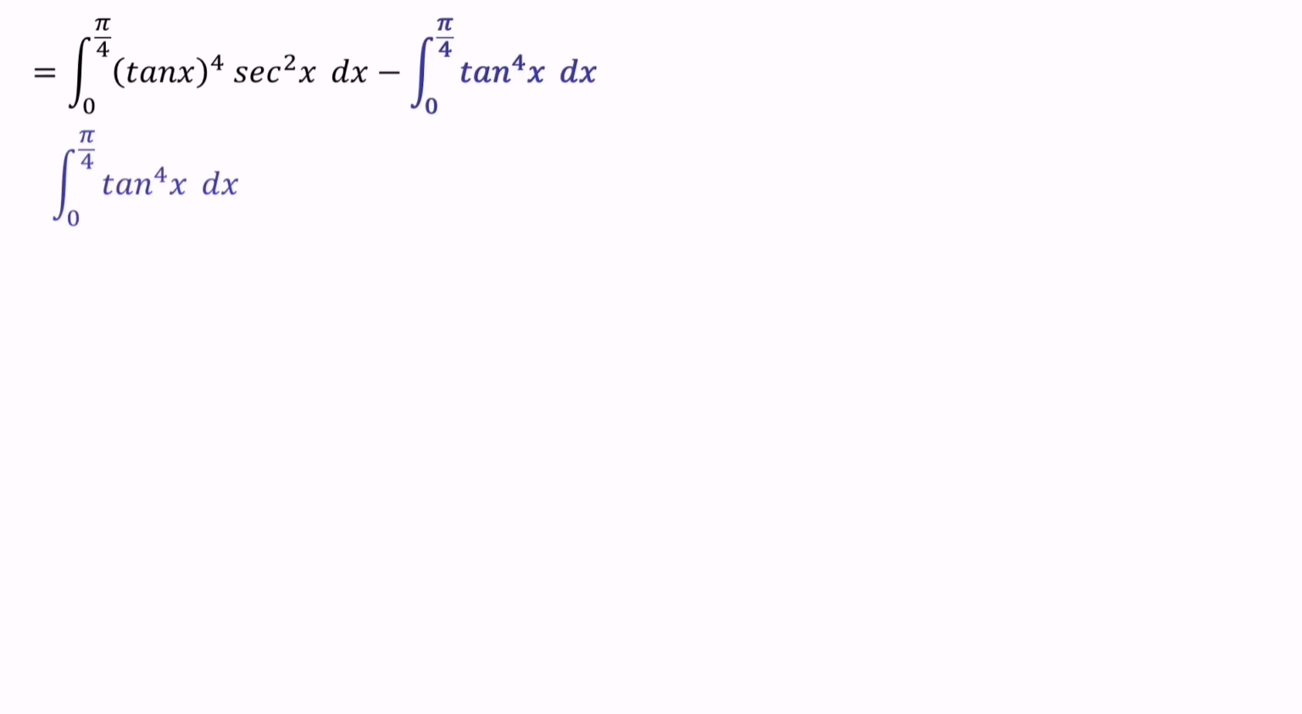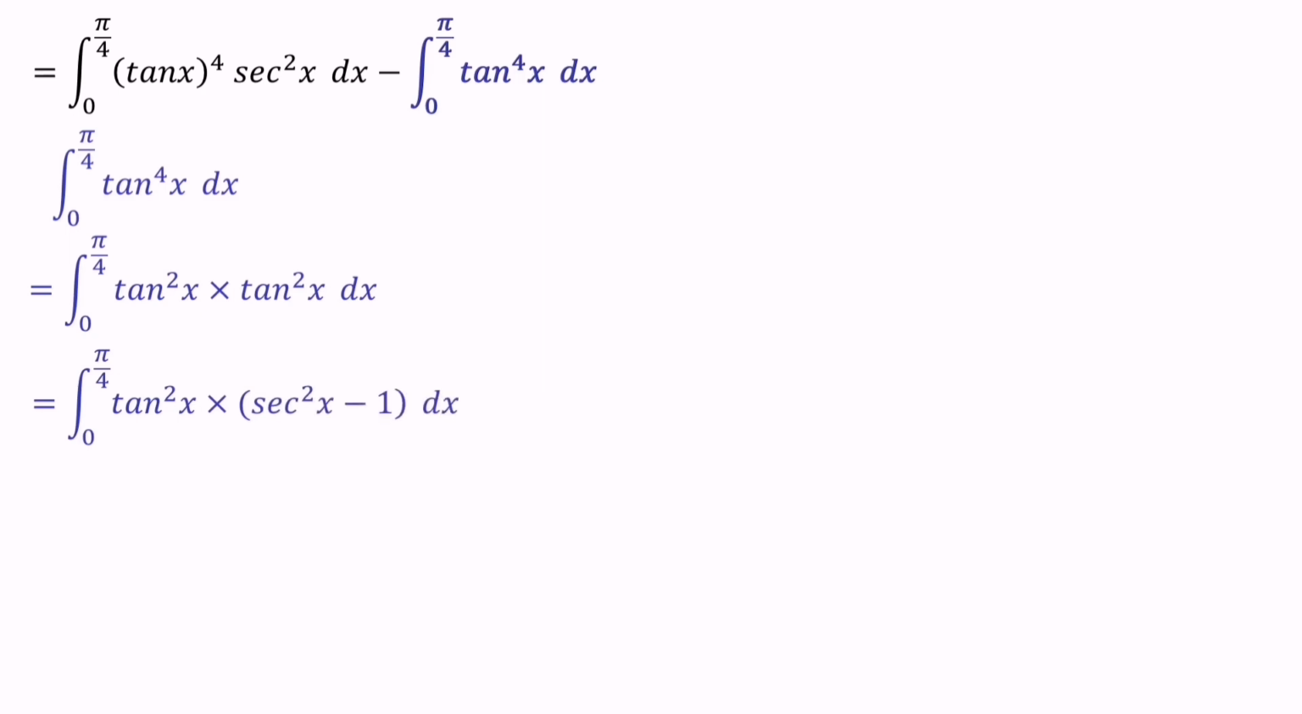Tan to the power of 4x we can write as tan squared x times tan squared x. Instead of tan squared x, we can write sec squared x minus 1. Now we can remove the bracket. First one, tan squared x times sec squared x, minus second one, tan squared x. After that, we can consider the integral sign separately.